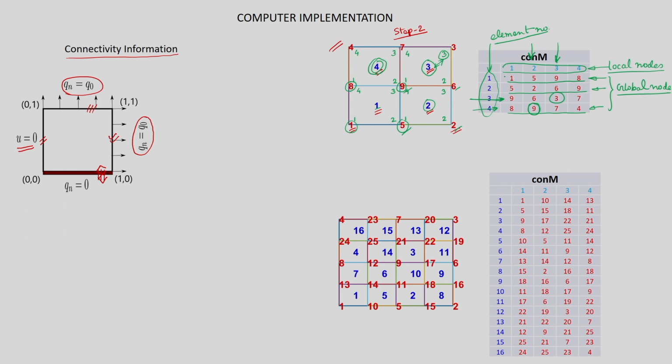So, this is how this matrix, which is named the connectivity matrix, will be stored and used subsequently. If I have to go to the kth element and the corresponding ith local node, I will go to the kth row of that matrix and the ith column of that matrix. That number will give the corresponding global node number.